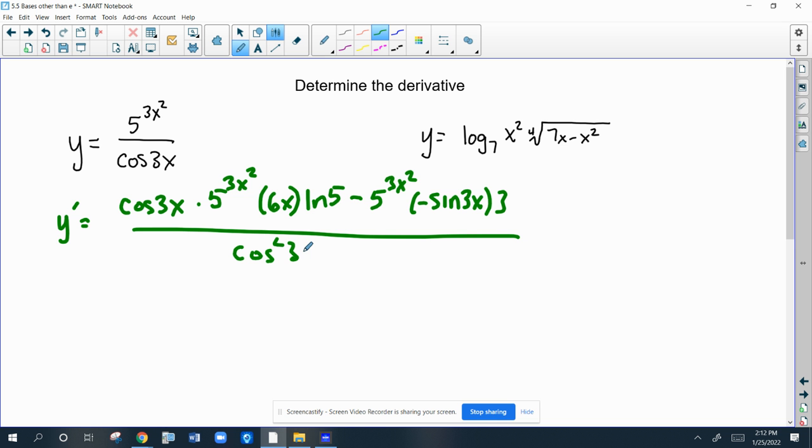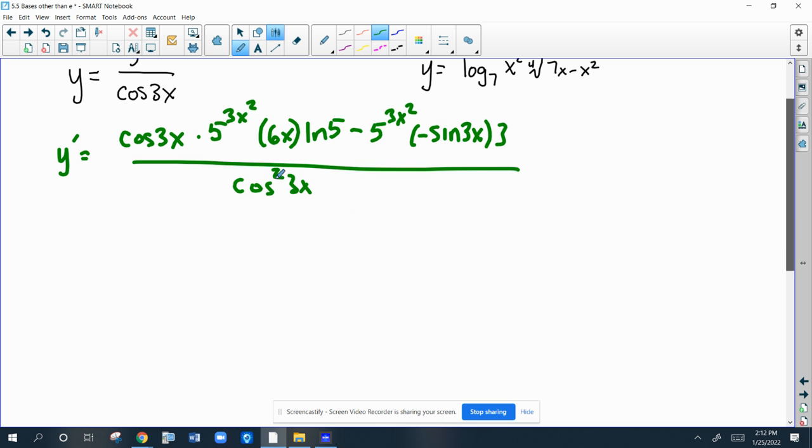So now we're just going to clean it up and simplify a little bit. So the very first term, we have a natural log of 5. We have a 6. Well, I think there's so much going on here. I think I'm just going to factor out this 5 to the 3x squared along with this 3 because this one has a 6. So we'll do that as we go. So we have a 3. We have a 5 to the 3x squared.